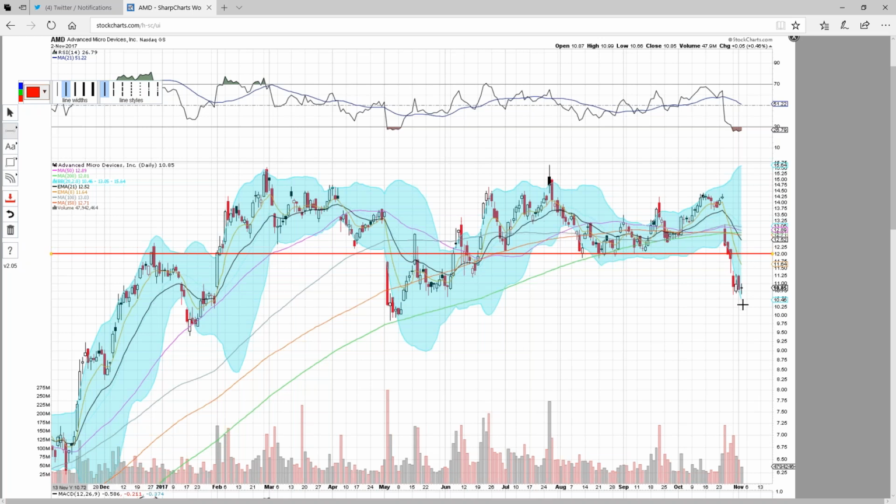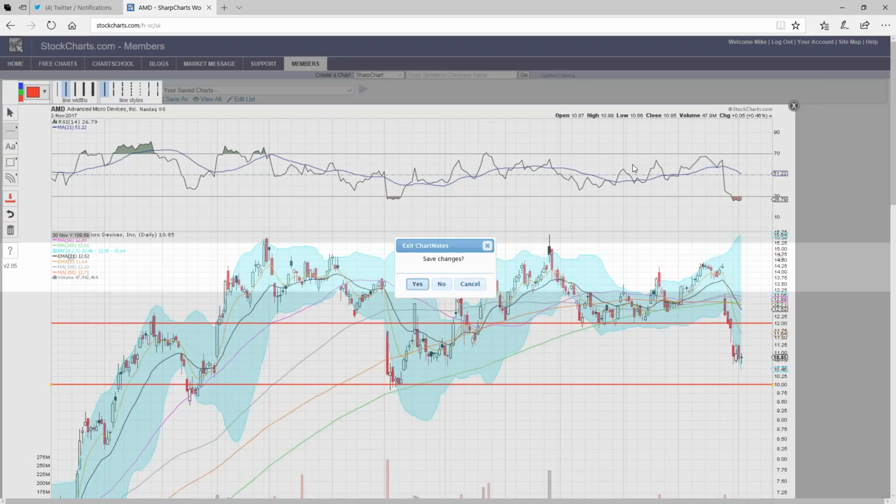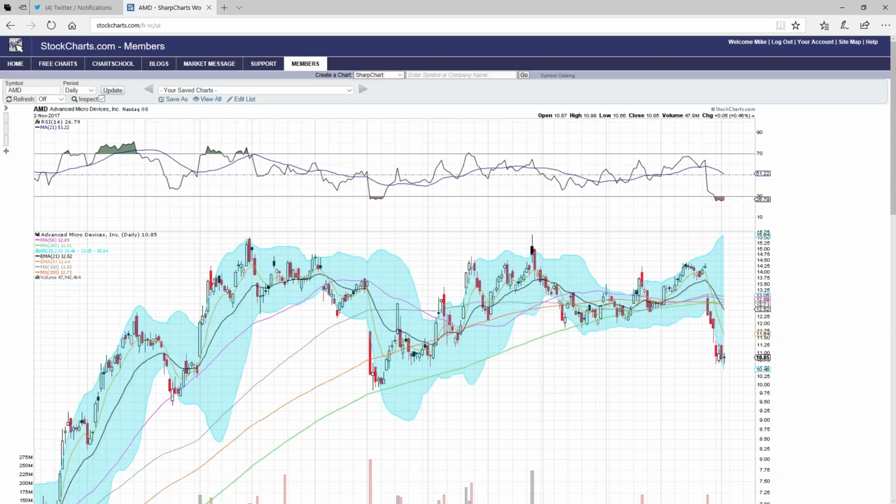Here's your flag, your pole. If I was looking for support, where it's holding into right here, this would be my line in the sand. Right here, this 10 area would be the next area. That would be your big area of support if it can't hold here. The good news is when they want it, they come screaming for it. Bad news is right now the shorts are in control.